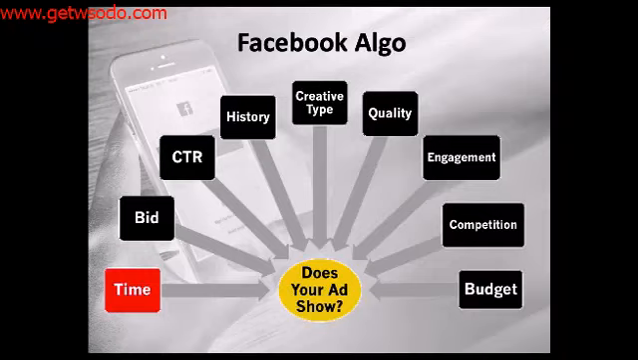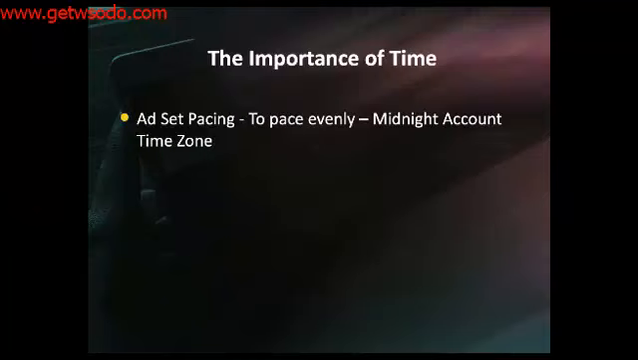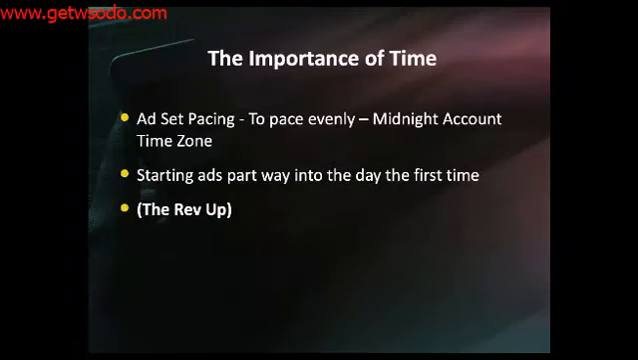First part of the algorithm is time. I use time in a loose way, but for multiple things. The first way would be what time you start your ad set. If you want your ad set to pace evenly through the day, then you'd start it at midnight. But you don't always want it to pace evenly. There are some benefits to doing it a different way.